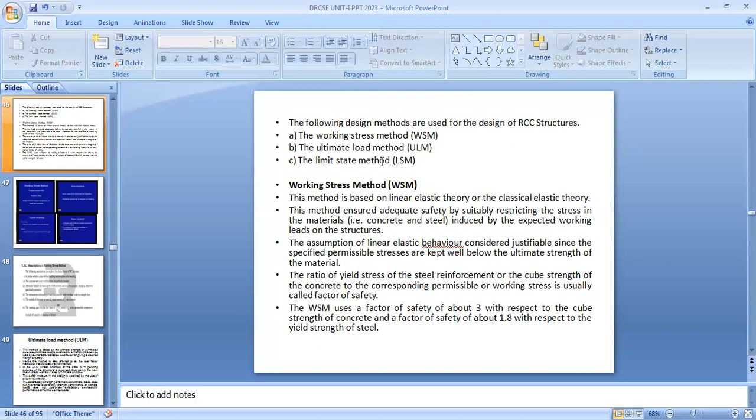It is the advanced method to change. That means the working stress method and the limit state method. So here you can see the working stress method ensures adequate safety by suitably restricting the stress in the materials. What are the assumptions for the working stress method? The ratio of the strength of the concrete to the corresponding permissible or working stress is usually called the factor of safety.